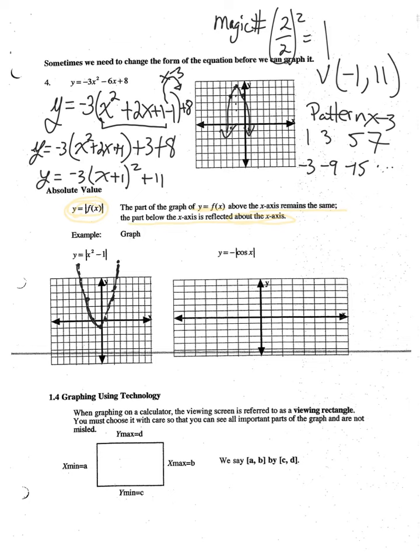Okay, so I have function composition here. I am going to take the absolute value of that whole function. When I take the absolute value, the part that's above is going to stay above, so that stays there. The part that's below is going to flip up. So in pink is the absolute value of that parabola.